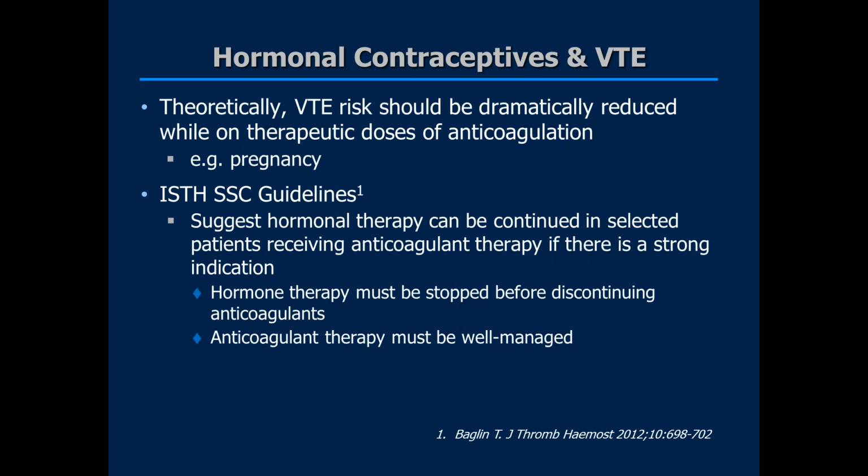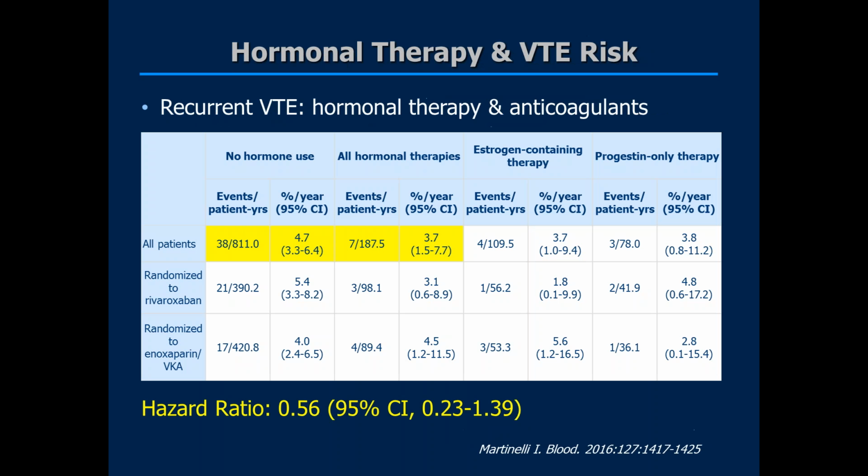And it's on this basis that a 2012 clinical guideline was published by the scientific subcommittee of the International Society on Thrombosis and Hemostasis that suggested that hormonal therapy could be continued in selected patients with deep vein thrombosis or pulmonary embolism. For example, if they had a strong indication or a good gynecologic indication or for personal preference, as long as anticoagulant therapy is continued for the duration of hormonal therapy, and with the added caveat that I always include that anticoagulant therapy is well managed. So the patient is compliant. If they're on warfarin, you're able to maintain an INR between 2.0 and 3.0. However, until recently, we actually had no good data to support that recommendation.